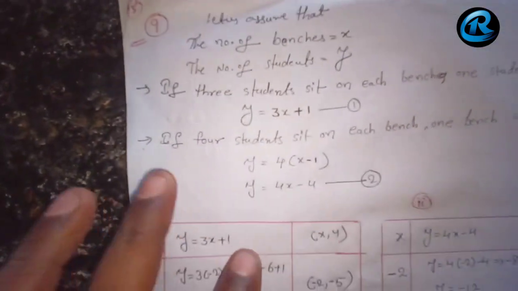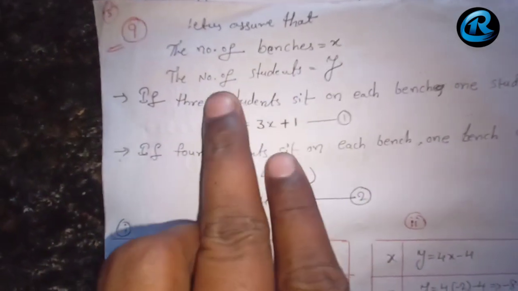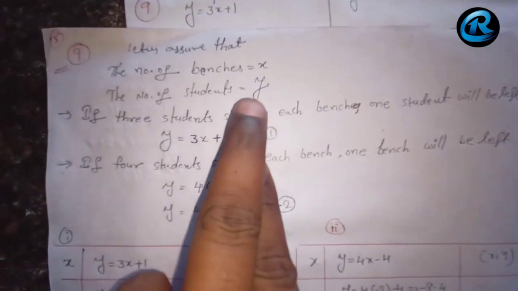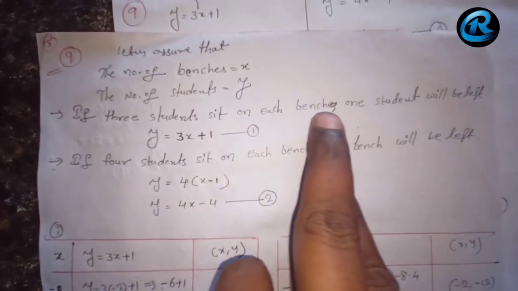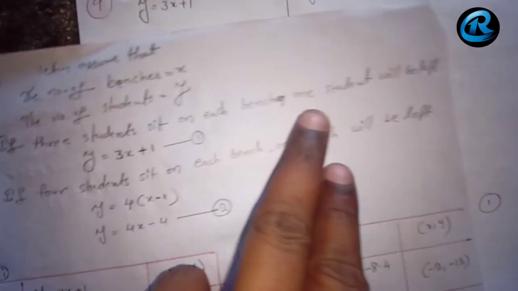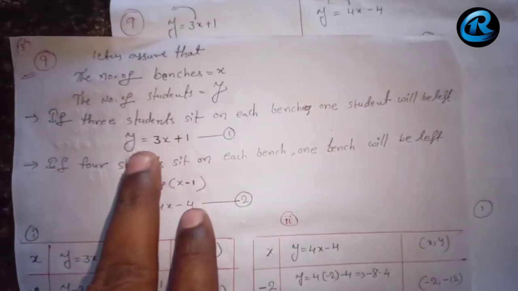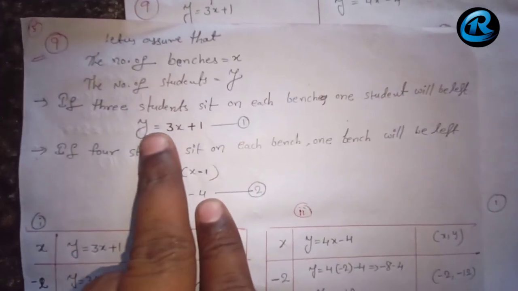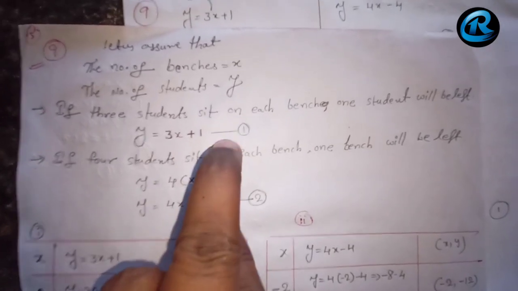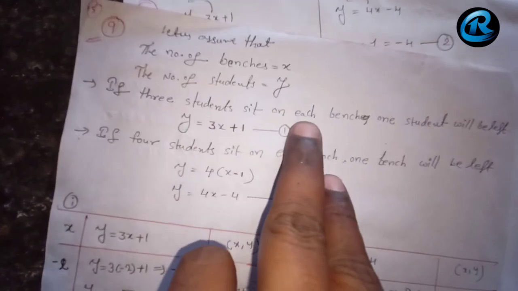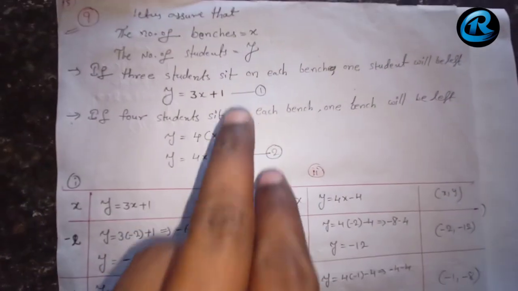Let us assume that the number of benches are x and the number of students are y. Here, given the first statement, if 3 students sit on each bench, 1 student will be left. So y, the number of students, equals 3 students on each bench, so 3 into x plus 1. Why? Because 1 student is left.